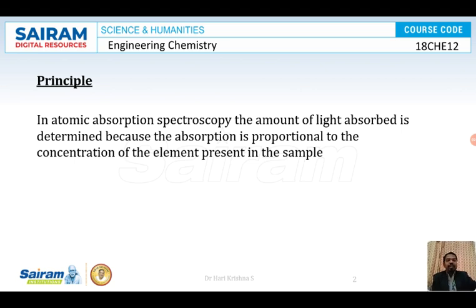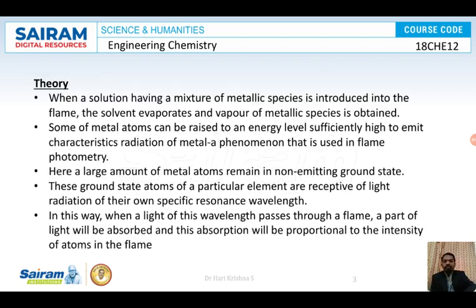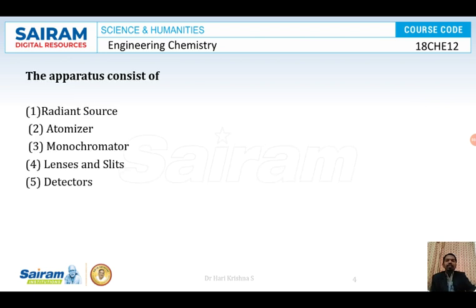So in atomic absorption spectroscopy, the amount of light absorbed is determined because the absorption is directly proportional to the concentration of the element present in the sample. As I told you earlier, a large amount of metal atoms remain in the non-emitting ground state. These ground state atoms of a particular element are receptive to light radiation of their own specific resonance wavelength. So when light of that wavelength passes through a flame, a part of the light will be absorbed, and this absorption is proportional to the number of atoms in the flame. This forms the basis of atomic absorption spectroscopy.